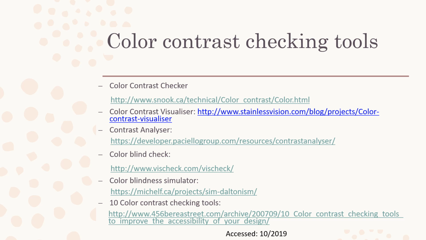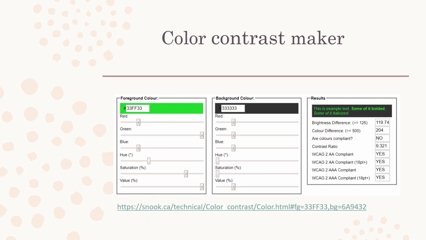Here you can see some other links that can be used to check color contrast of your website. This picture is a Snook website that can help you to find an appropriate color contrast by combining different colors for the background and the foreground.